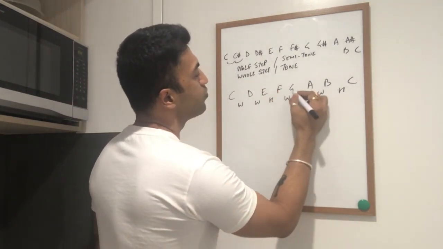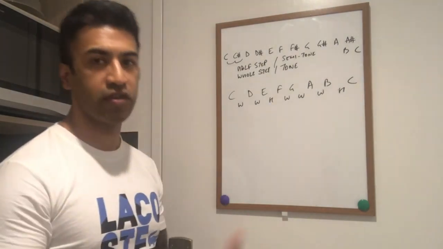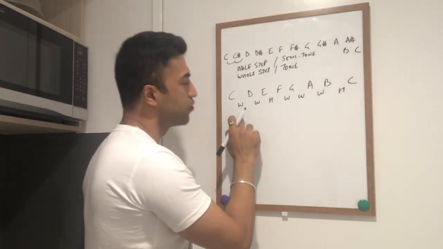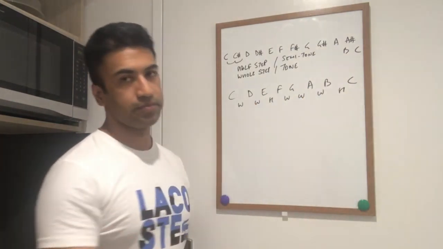F and G, there's a whole step. G and A, there's a whole step. A and B, there's a whole step. And B and C, again, no accidental between them, so that's a half step. So a major scale is represented by this formula: whole step, whole step, half step, whole step, whole step, whole step, half step.